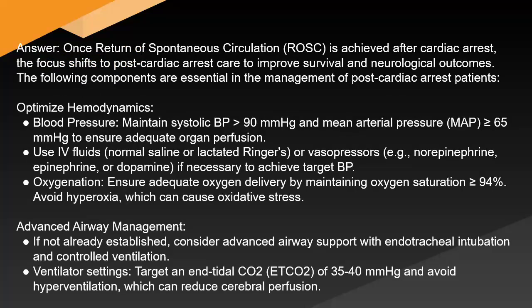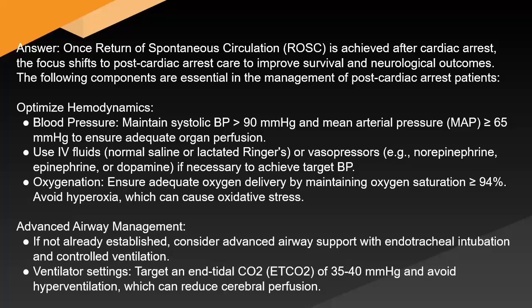Answer. Once return of spontaneous circulation (ROSC) is achieved after cardiac arrest, the focus shifts to post-cardiac arrest care to improve survival and neurological outcomes. The following components are essential in the management of post-cardiac arrest patients. Optimize hemodynamics. Blood pressure: maintain systolic BP above 90 mmHg and mean arterial pressure (MAP) above 65 mmHg to ensure adequate organ perfusion. Use IV fluids, normal saline or lactated Ringer's, or vasopressors, e.g. norepinephrine, epinephrine, or dopamine if necessary to achieve target BP.